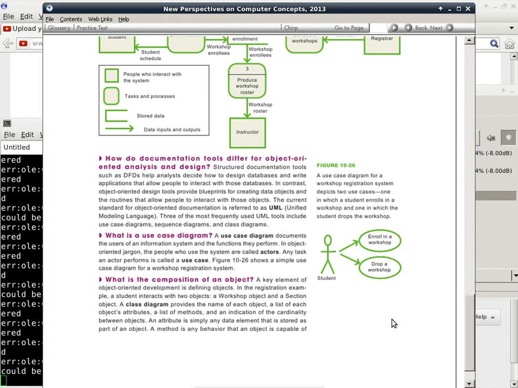All it is trying to do is to say, okay, there's an external agent, which we call an actor in the UML, called a student. So in this case, student is not a single student. It's a category of users. All students belong to this category. Students have two use cases of the system. In other words, they can use the system to serve two different purposes. One purpose is to enroll in a workshop, and the second purpose is to drop a workshop. They use the system for these two functions. And that's what a use case diagram is.